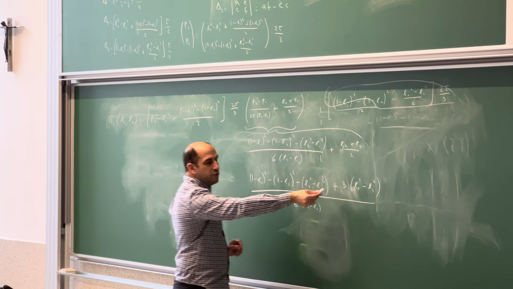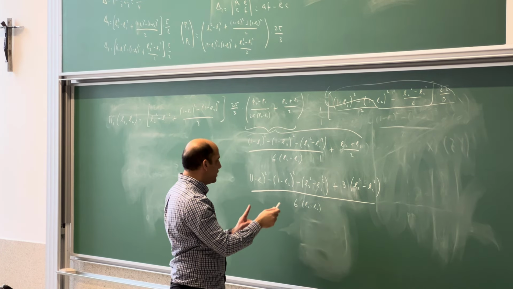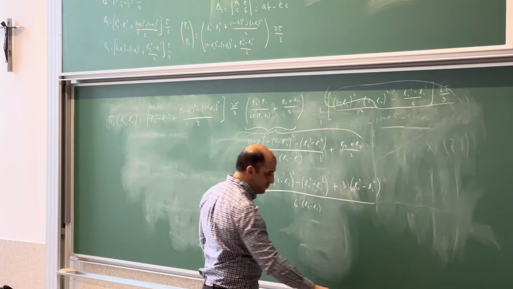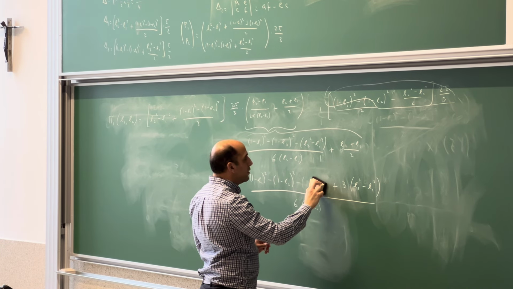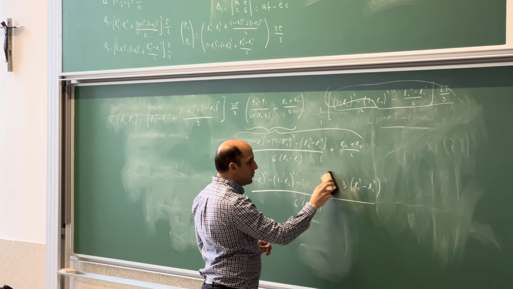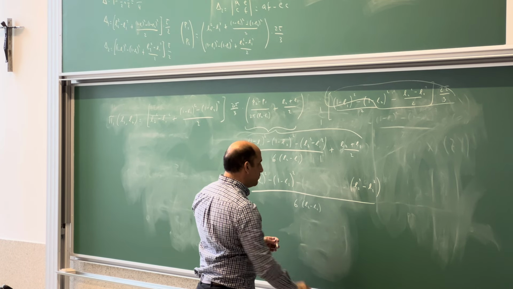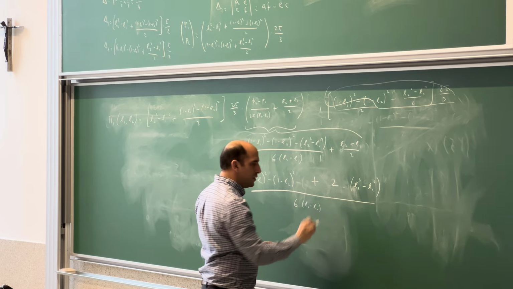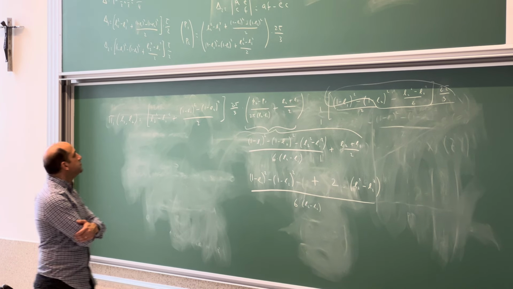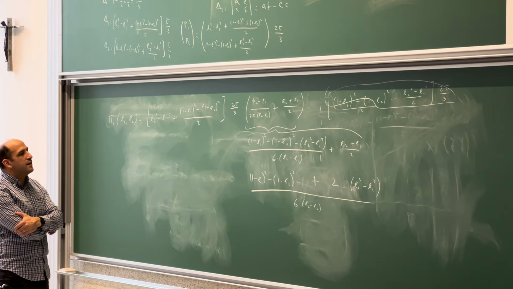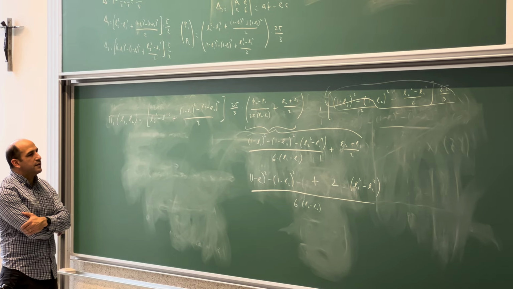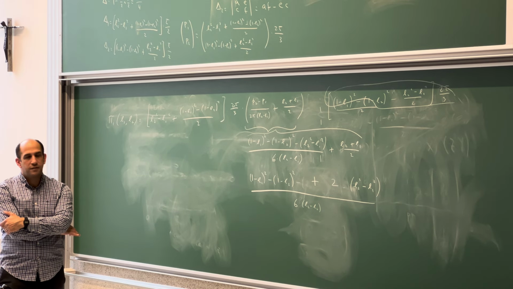And now I can combine this one with this one, right? So that's going to become this minus 2. Not minus 2, plus 2, right? Plus 2. Okay, this is starting to look nicer.